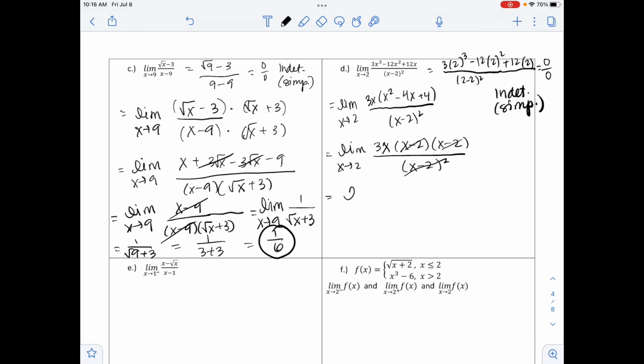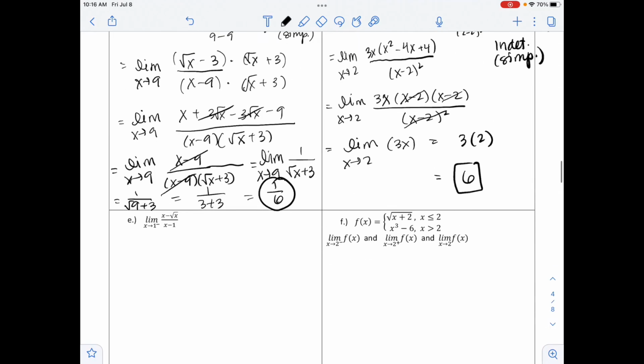We'd be left over with the limit as x approaches 2 of 3x. And so now I'm going to use our direct substitution property and substitute in 2 for x. When I do substitute this in, I stop writing limit. So it's going to be 3 times 2, or this works out to being 6.